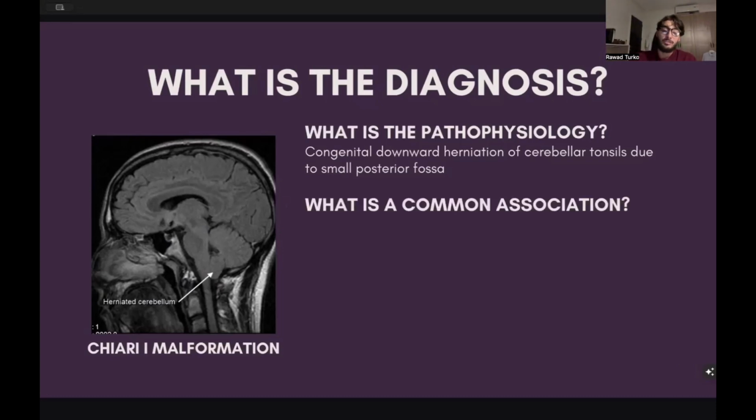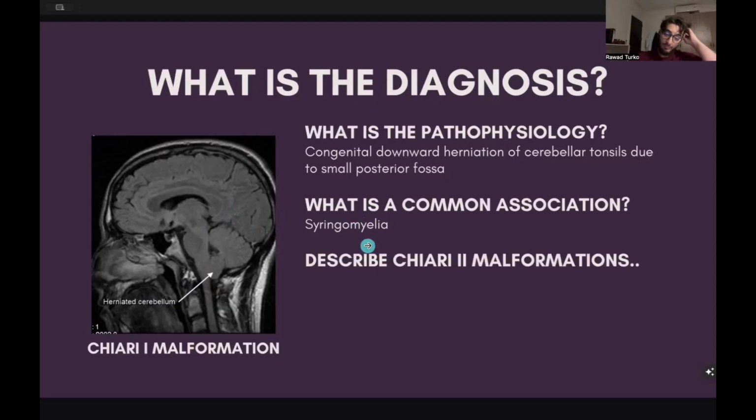Sorry. What's a common association with a Chiari-1 malformation? This is a syringomyelia, which I'm not going to talk about too much right now because we're going to touch upon it later. So just know that this is an association for now. If you studied all the lectures, you should know by now what a syringomyelia is. Okay.